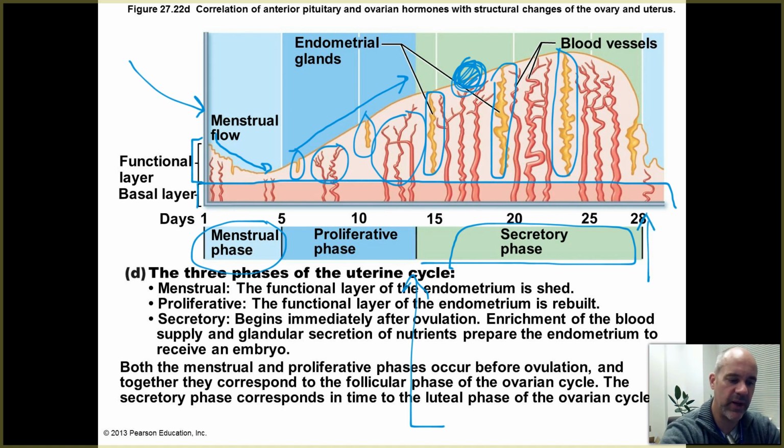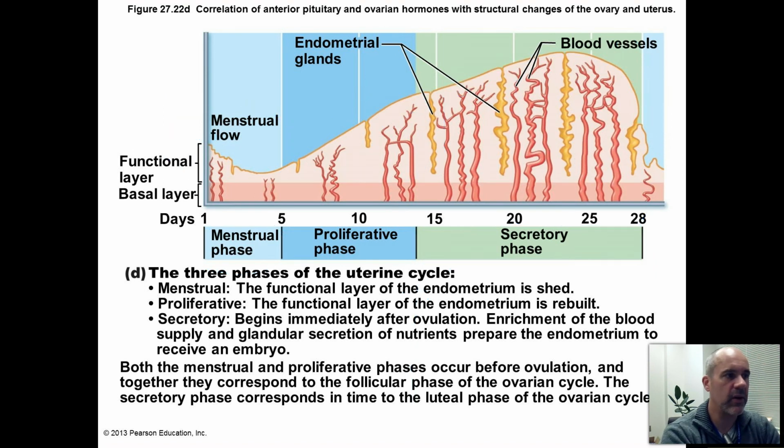Boom. Progesterone levels plummet. Estrogen levels plummet. Without progesterone, the uterus will start to contract, the smooth muscle will contract, and you start the menstrual flow over here. You start over with a new uterine cycle.